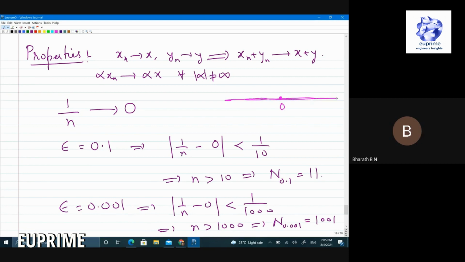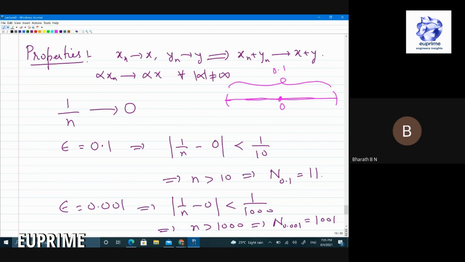So let's say I'll take a magnifying glass and look at the magnified version. So epsilon room is 0.1. The whole length of this is 0.1. That means this is 0.05 and minus 0.05. Now I have this sequence: 1, 1 by 2, 1 by 3, 1 by 4, 1 by 5, 1 by 6, and so on. After some point in time, the sequence will enter this room, and it will remain there forever, right?